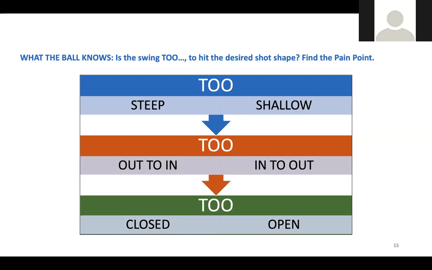Is the club path too out to in or too in to out? And is the face too closed or too open at impact to create that?